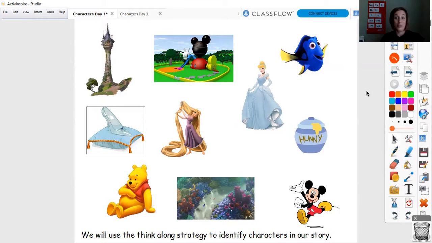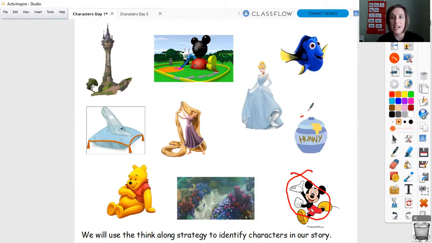So I'm looking at these pictures, and one of the first characters I see is just like the character I brought with me, Mickey Mouse. He's a character. He's a mouse that a TV show is about, and he even has books that he's the character in. So Mickey Mouse is a character. Who else do you see up there that's a character? Is this pot of honey a character? No, I don't think so. It's not who the story's about.